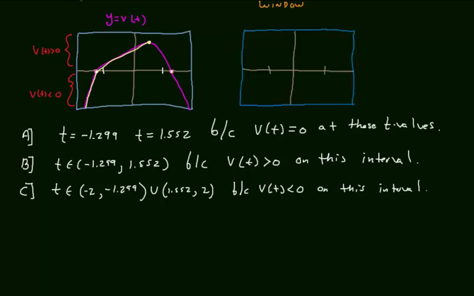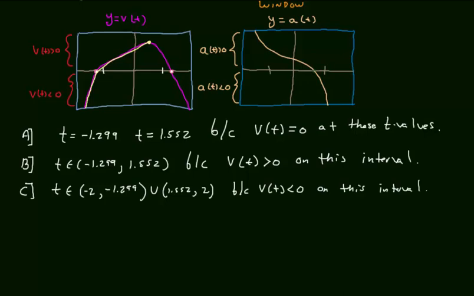Using the same window settings, the acceleration will look something like this. It'll come down and then go like that. This is the acceleration graph, y equals a of t. We can see that when it's above the axis, a of t is greater than 0, and when it's below the axis, a of t is less than 0.